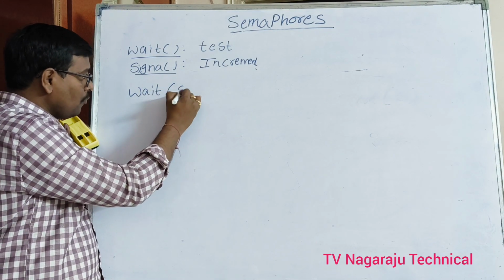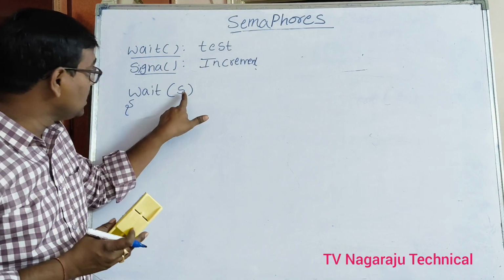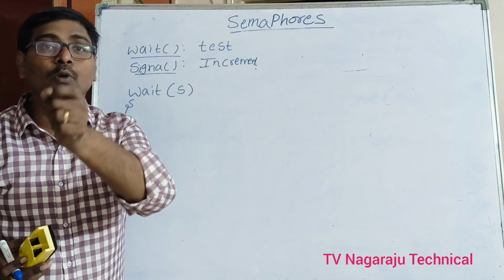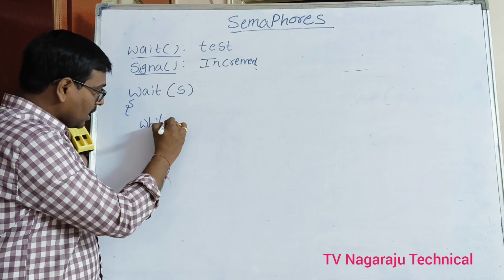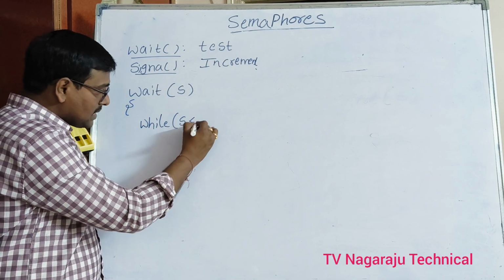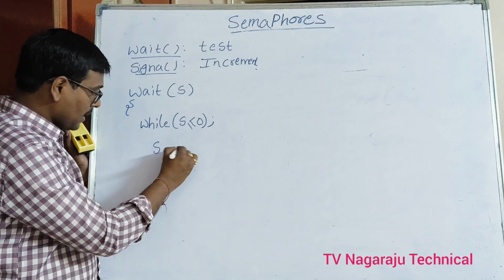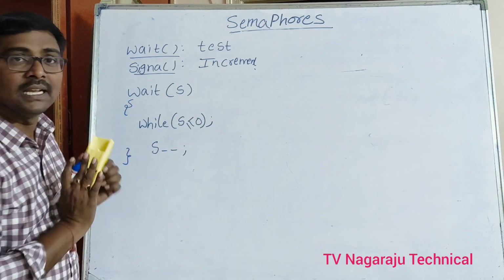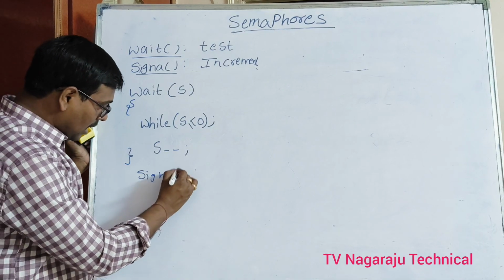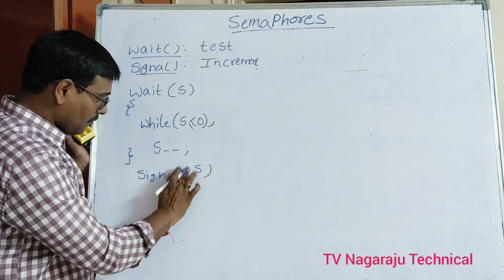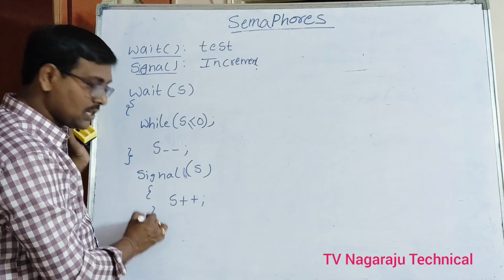First, wait of S. Here S is my semaphore, which is used by multiple processes. Within that, first I write while S less than or equal to 0, semicolon, then S minus minus. This is the logic I wrote. After that, I write the signal operation, signal of S. Within this, we just increment the value of the semaphore.